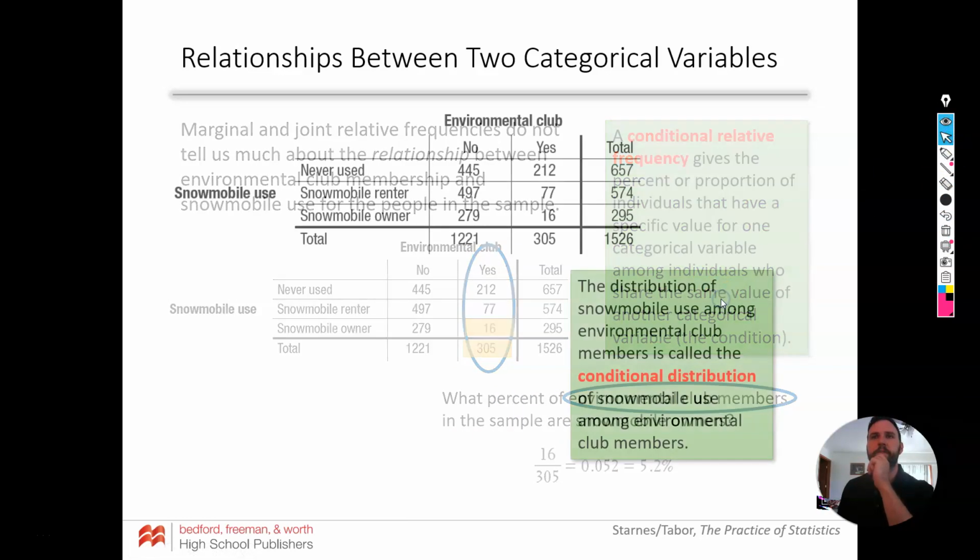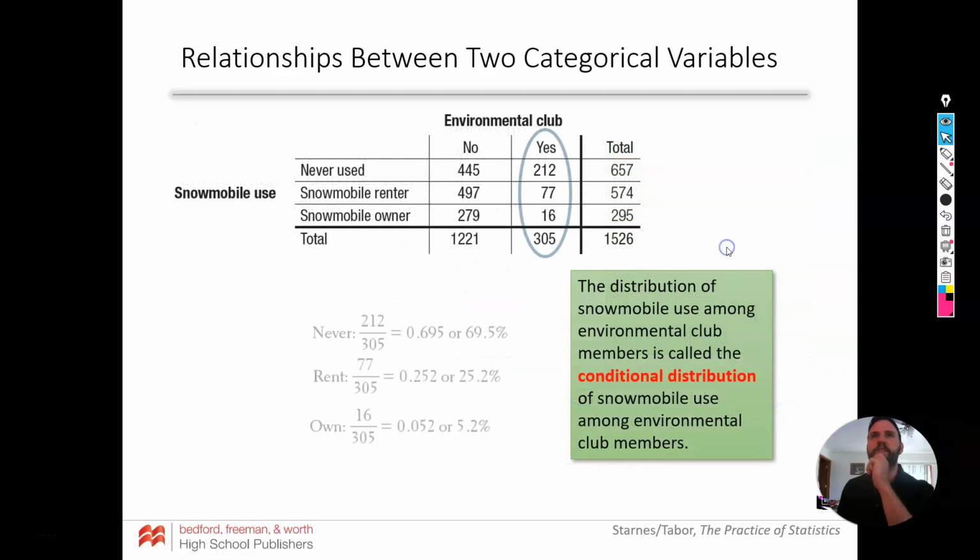Let's do another one. Conditional distribution. So a conditional distribution means we're going to look at just one category and break it down. So now if we just look at environmental club, 69.5% are nevers, 25.2% are renters, and 5.2% are owners if you look at snowmobile owning, renting, selling, buying percentage.